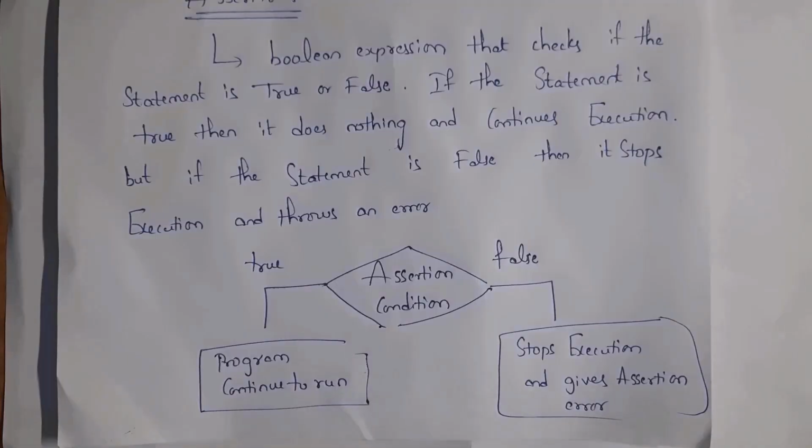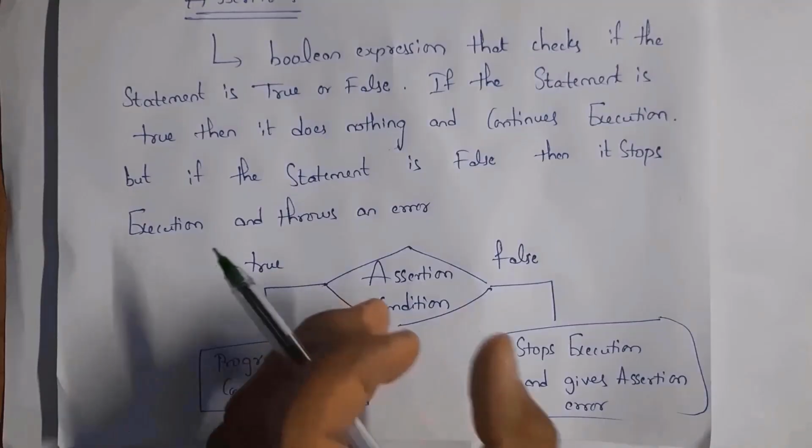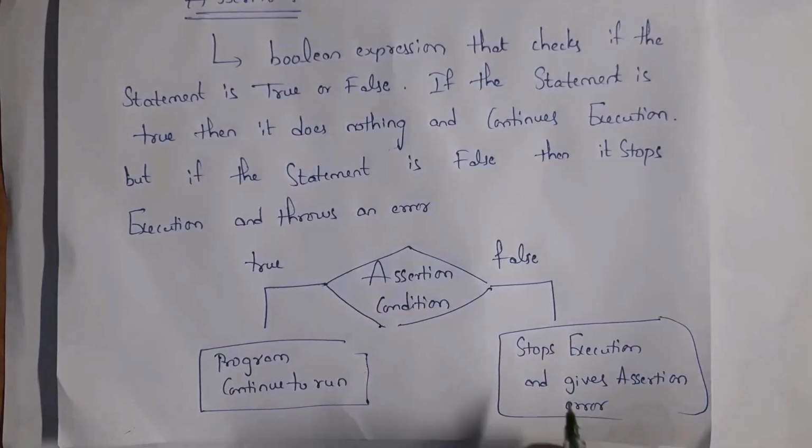If this assertion condition is true, then the program will continue. But if this assertion condition is false, then it will stop execution and give an assertion error. That means it will display some error message. This is an example. Here I wrote a equal to 4 and b equal to 0.